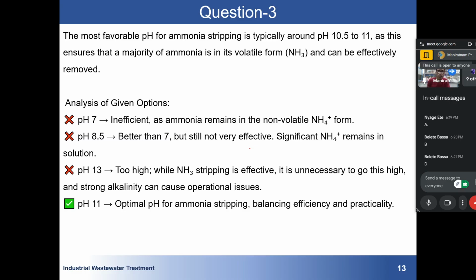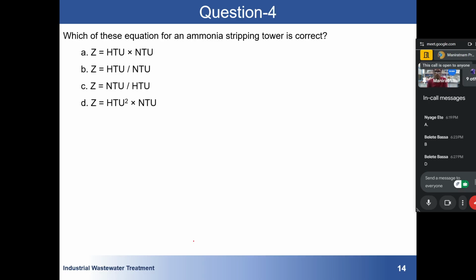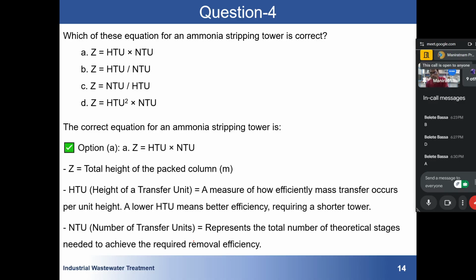Okay, next question. Question 4. Which of these equations is correct for a stripping tower? This is directly from your lecture. A. Yes, this is simple. Z is the total height of the packed column, HTU is the height of the transfer unit, and NTU is the number of transfer units.